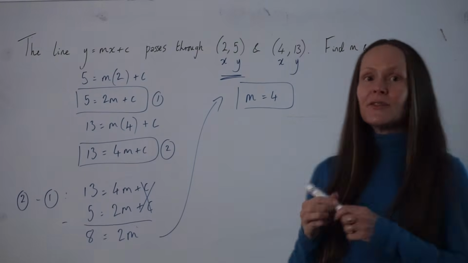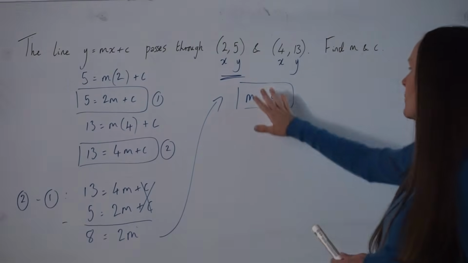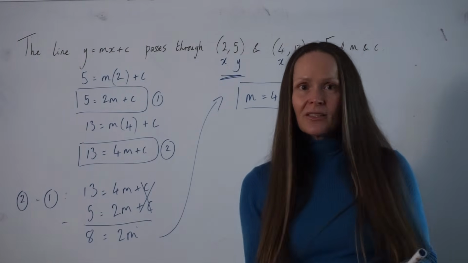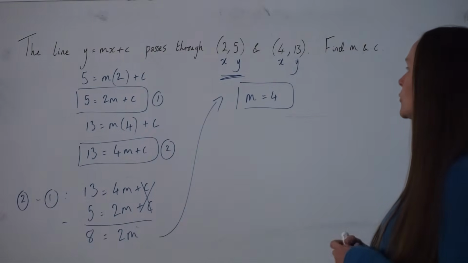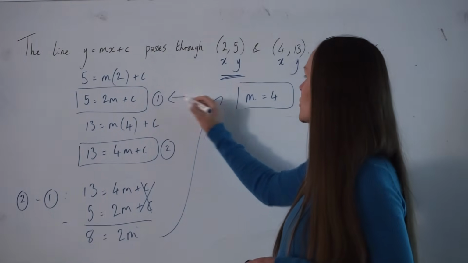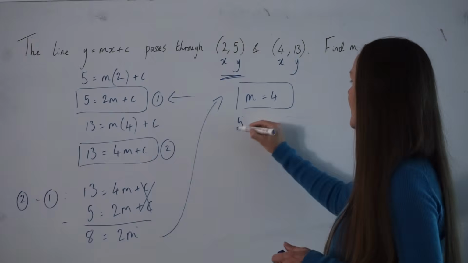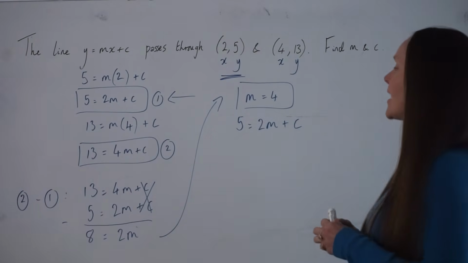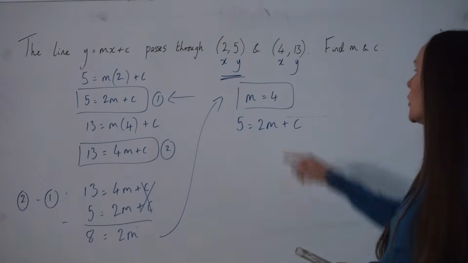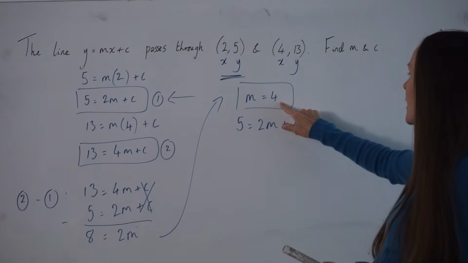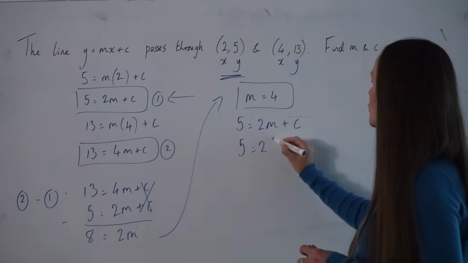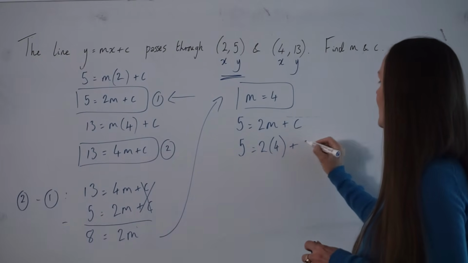Now to find the value of c, all you have to do is take your m value and substitute it into one of the original equations, okay? It doesn't matter which one you use. I'm going to take equation 1, so I'm just going to write it out again here first. Okay, so this is equation 1, and I'm going to replace the m value with the number 4 that we just found. Okay, so the equation becomes 5 equals 2 multiplied by 4 plus c.